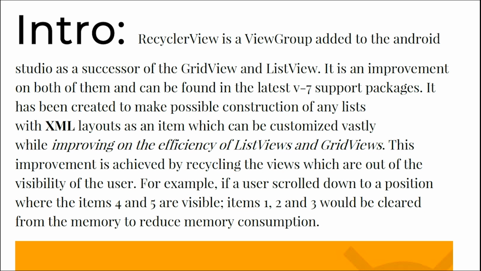For example, if a user scrolls down to a position where items 4 and 5 are visible, items 1, 2, and 3 would be cleared from the memory to reduce memory consumption. This is the trick. This is why a RecyclerView uses less memory. So imagine that if you scroll to items 4 and 5, items 1, 2 and 3 would not be visible, and they are cleared from the memory to reduce the memory consumption. This is why it is called RecyclerView.